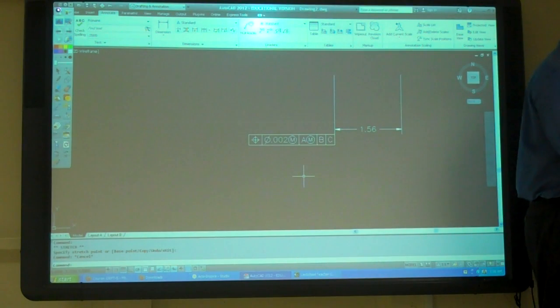I didn't know they had that. What if we had a bunch of dimensions? Do we just get a multileader and put it out there, or what? We'll get to that. We'll get to where they go, because where they go is important.